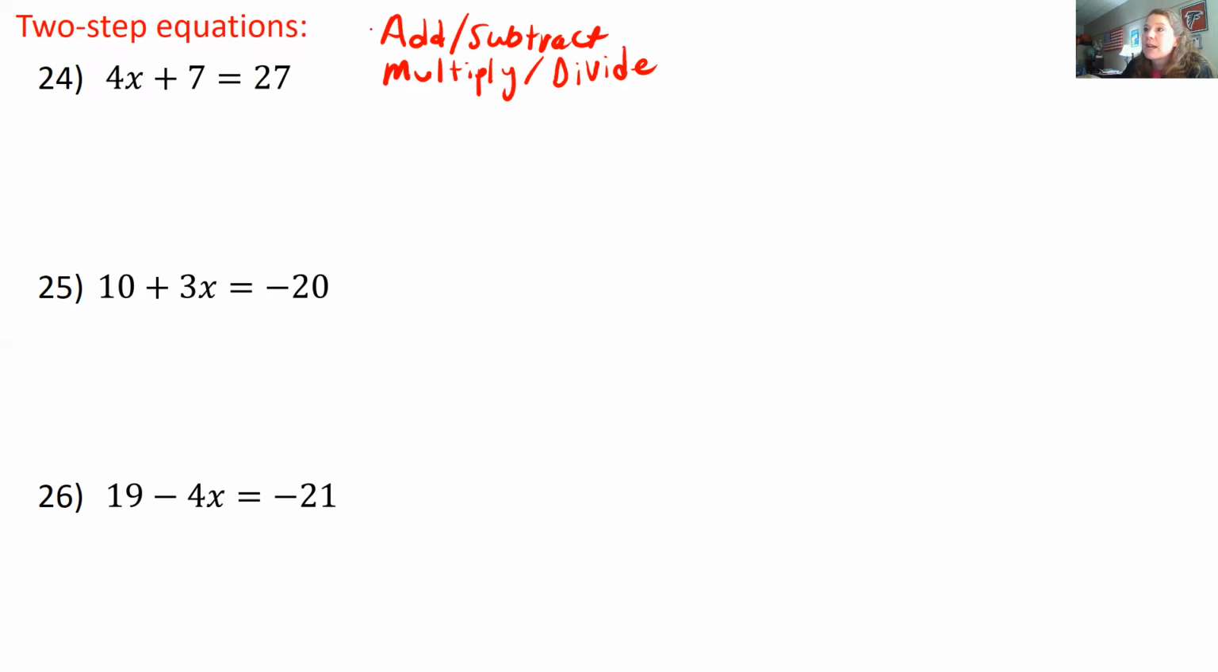So we've got to add or subtract first. So do we see an add or subtract sign in number 24? Plus 7. What's the opposite of add 7? That means we're going to subtract 7 from both sides.